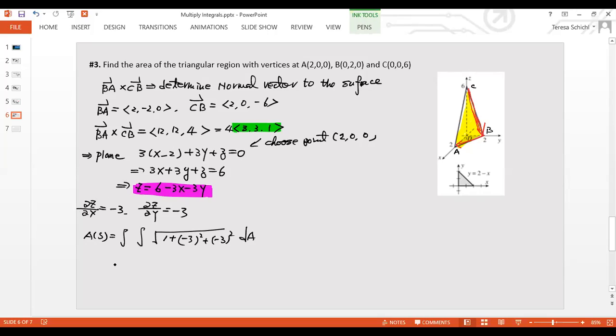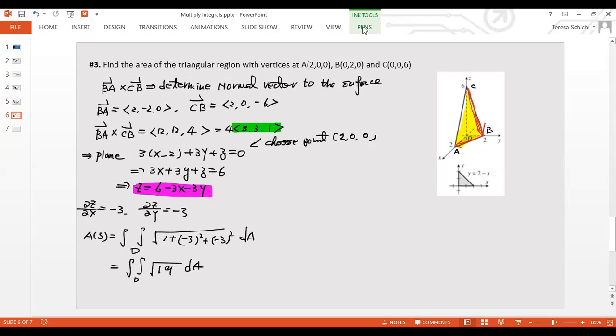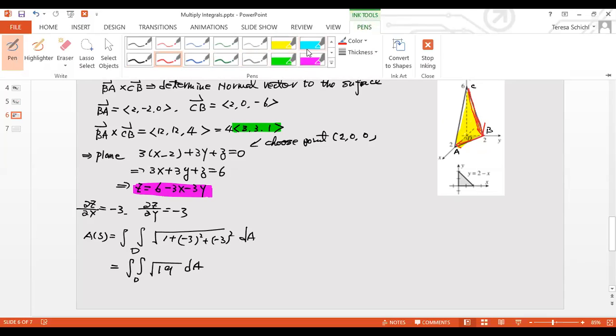Okay, so now in here, this is 19, right? So this is region D. I have the square root of 19 dA. Okay, so I'm going to see where I'm integrating. Am I going to integrate y first, or integrate x first, right? So if you take a look, let me see which color I want.